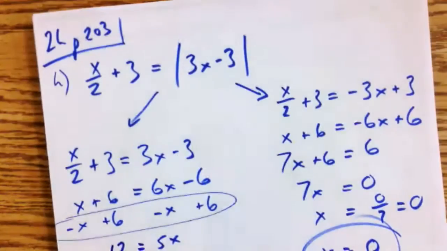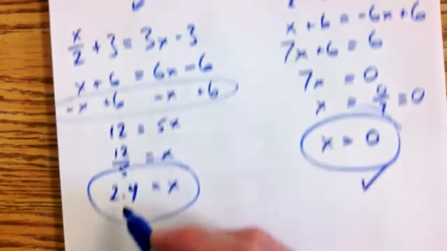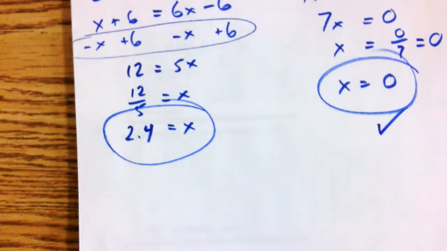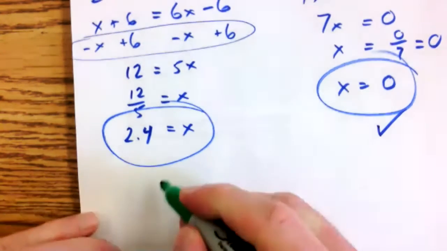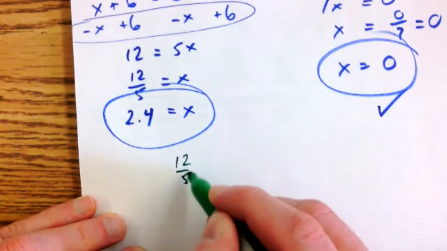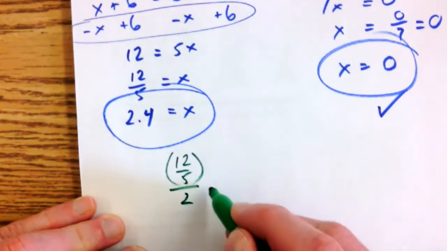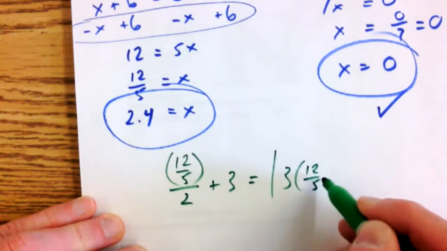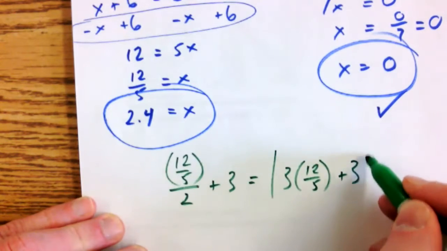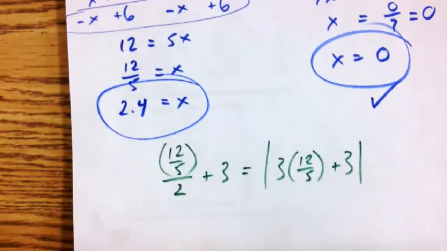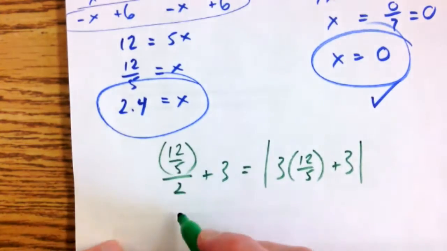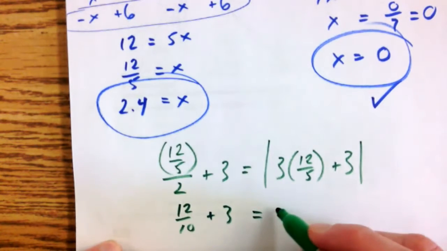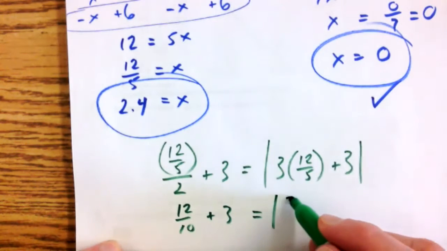Okay. Now this one, 2.4, it's probably going to be easier to do as a fraction. And I won't be able to do it in my head, I don't think, with any confidence. So let's do it this way. So 12 over 5, 12 over 5 over 2 plus 3 equals 3 times 12 over 5 plus 3. How fantastic is this mess? So this becomes 12 over 10 plus 3 equals 36 over 5.